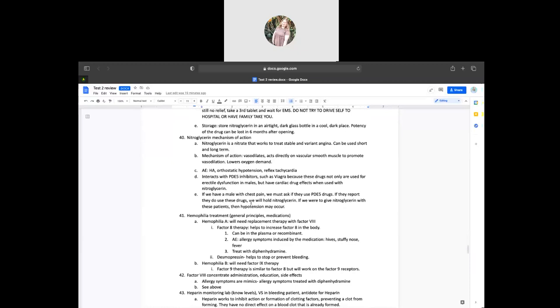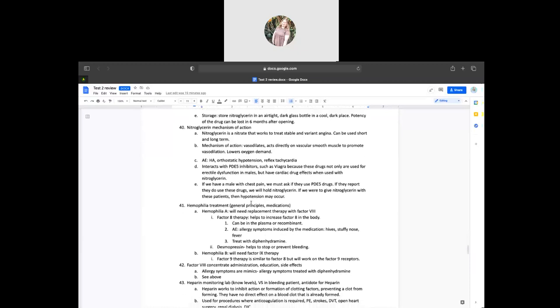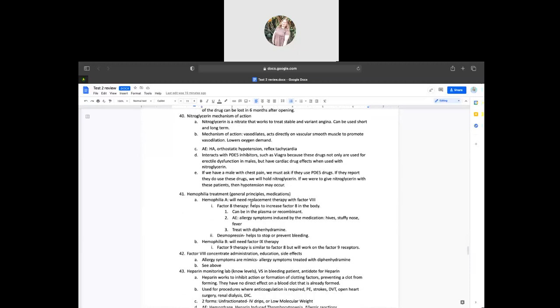Now, since we know the very important considerations for nitroglycerin, we need to know how it works. Nitroglycerin is a nitrate that works to treat stable or variant angina. It can be used short and long term. This is not for unstable angina. Our mechanism of action is that it is a vasodilator, acting directly on smooth muscle to promote vasodilation. It lowers oxygen demand. Adverse effects of nitroglycerin are headache, orthostatic hypotension, and reflex tachycardia.